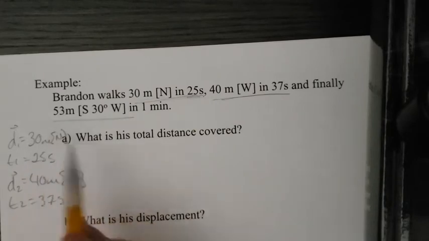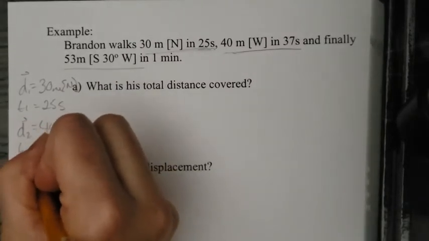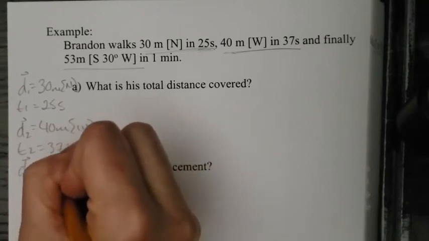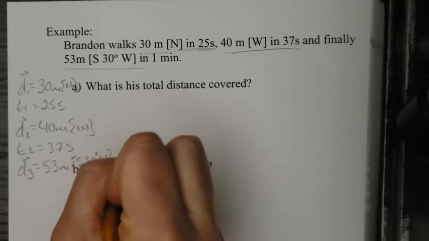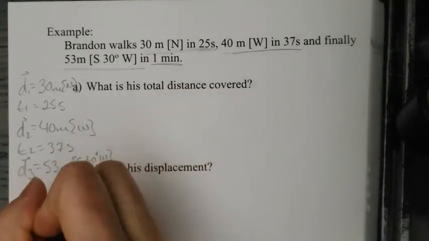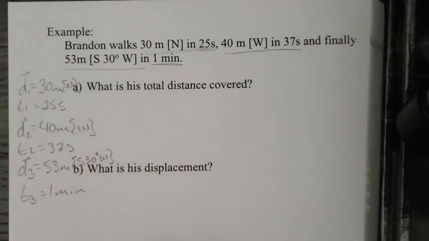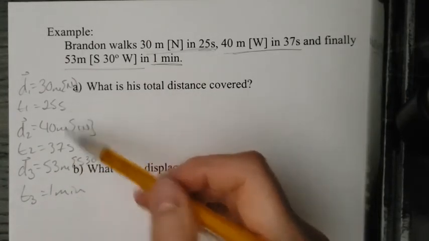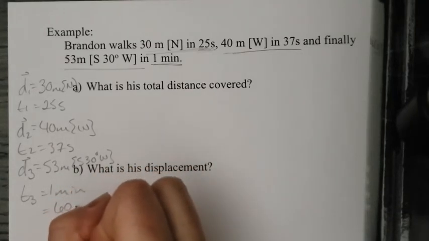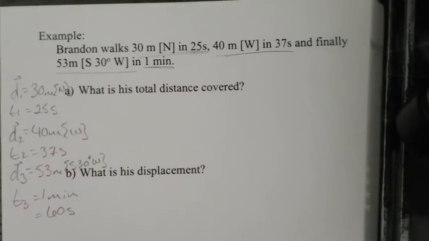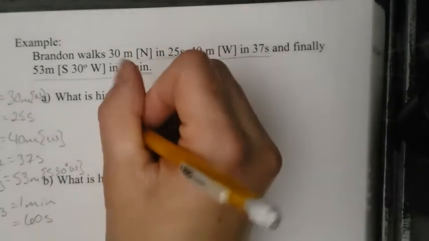Finally, my third displacement, I'm going to call it D3 because it's the third one, is 53 meters south 30 degrees west, and that time is 1 minute. So T3 is 1 minute. Before I even begin, there's a problem here. I have seconds and minutes. I need to change this to seconds, and I know there's 60 seconds in 1 minute, so that's nice and easy. So first question, A, says, what is the total distance covered?